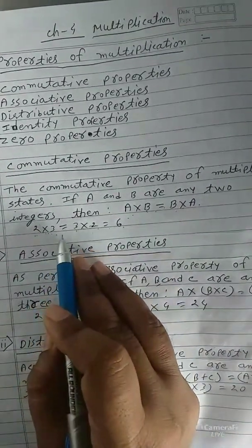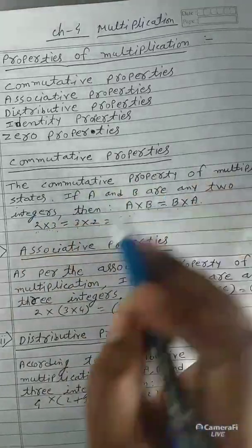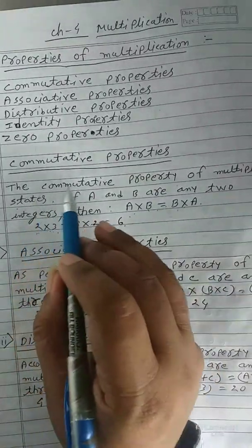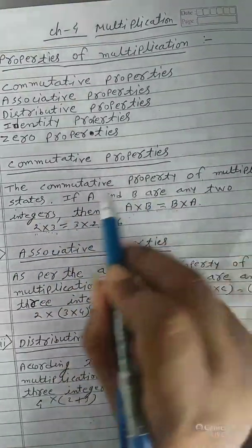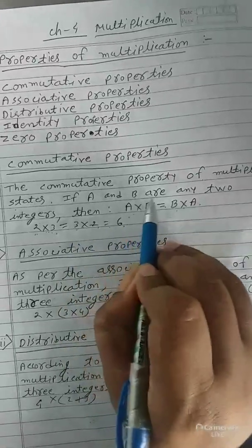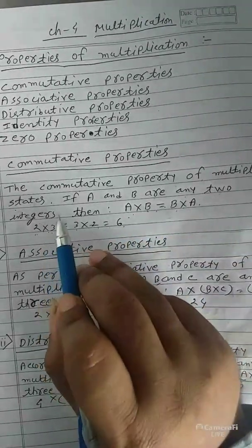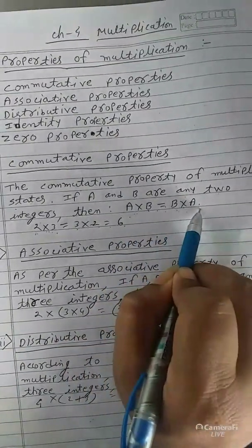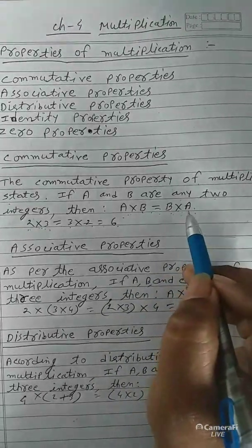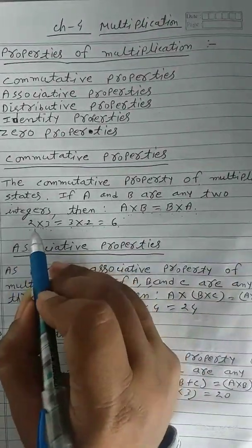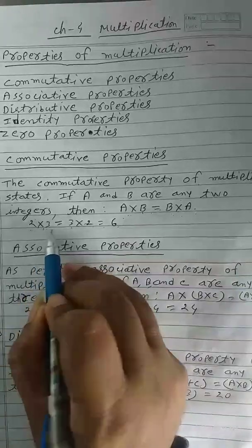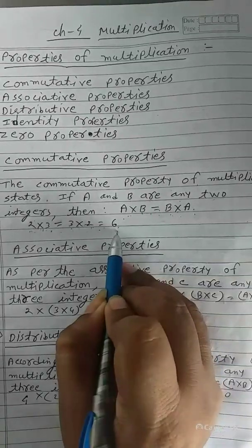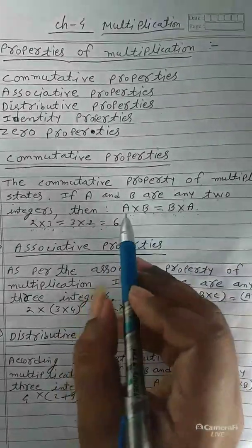This is the commutative property. Okay, repeat again. The commutative property of multiplication states if A and B are any two integers or numbers, then A into B is equal to B into A. Another example: 2 into 3 is equal to 3 into 2 is equal to 6. Okay, student, this is the commutative property.